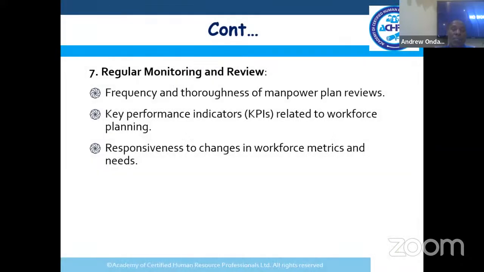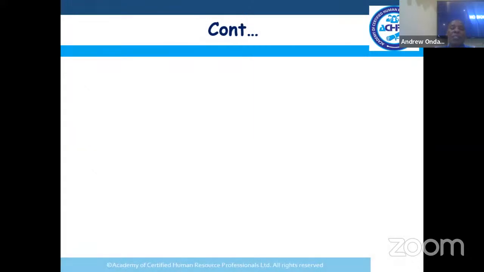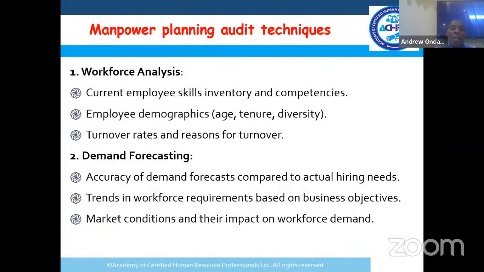I have discussed the 7 key elements associated with manpower planning, and I want to invite any one of us who has a question or a comment that they can make before we move on to the second component of Auditing HR Systems. Any questions? The floor is open.